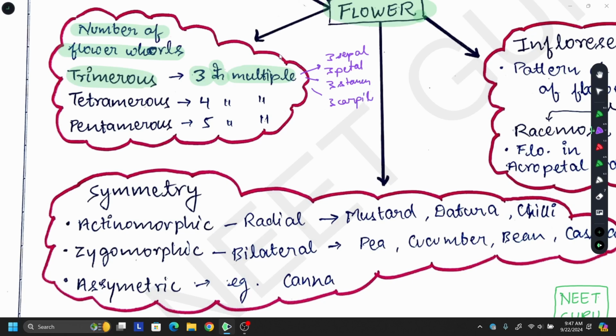Okay, so when all these things are in 3 or in multiples of 3, it can be 6 also. For example, 3 sepals, 6 petals, and 9 stamens, or 3 carpels. So these are in the multiple of 3. So when the whorls are in 3 or in multiples of 3, we call them trimerous flower. When the whorls are in 4 or multiples of 4, they are called tetramerous condition. And then when the whorls are in 5 or multiples of 5, we call them pentamerous condition.